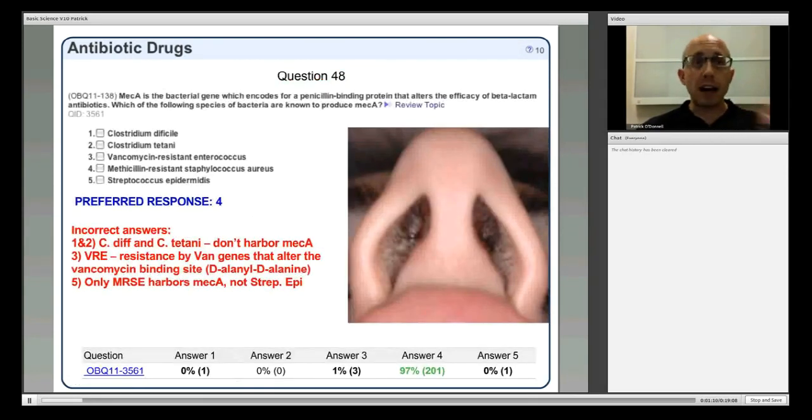Back to the question. MecA is a bacterial gene which encodes for a penicillin-binding protein that alters the efficacy of beta-lactam antibiotics. Which of the following species of bacteria are known to produce MecA? Correct answer is 4, methicillin-resistant Staph aureus. So it looks like 97% of you got this correct. That's awesome. If we look at the incorrect answers, C. diff and C. tetani, they don't harbor MecA. VRE shows resistance by the Van genes, which also alter the vancomycin binding site, the D-alanyl-D-alanine. And only MRSA harbors MecA, not Strep epi.